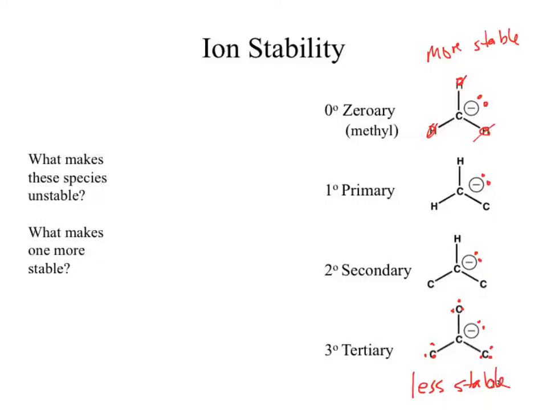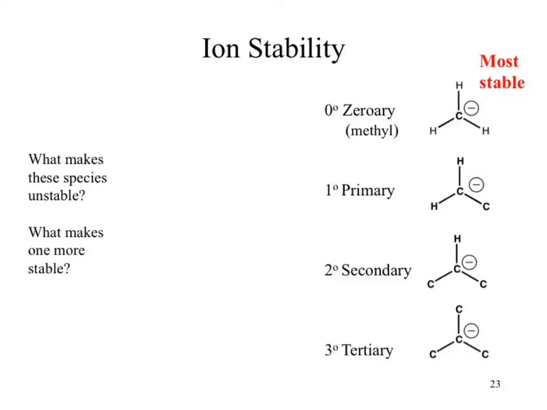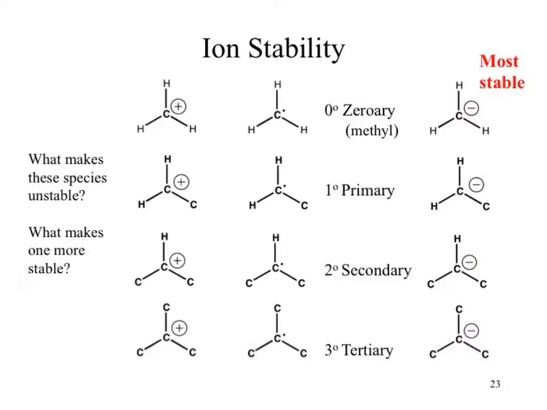This is true. The methyl anion is the most stable out of this set. But what would happen if, say, I switched it to a carbocation? What makes the carbocation reactive? Positive charge. How can I make the positive charge more stable? Give it more electrons. And now what happens? The more stable becomes the bottom one versus the top.